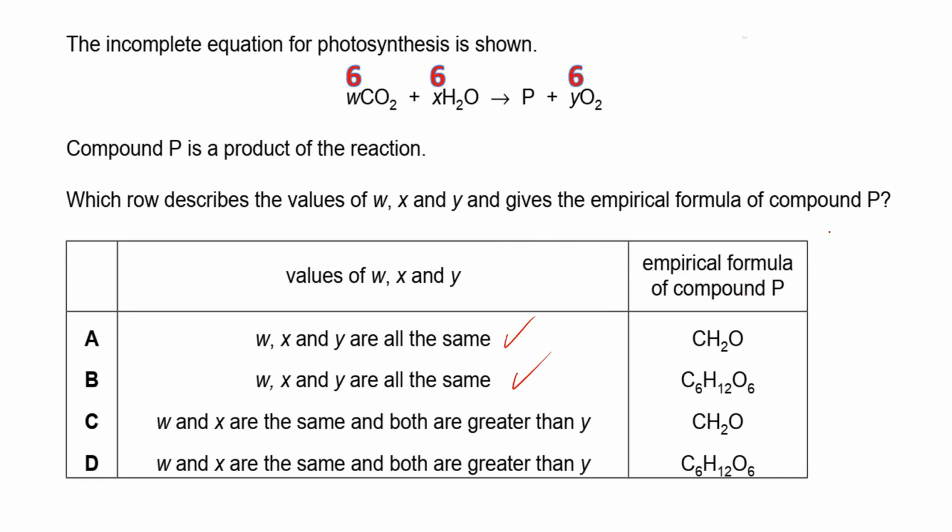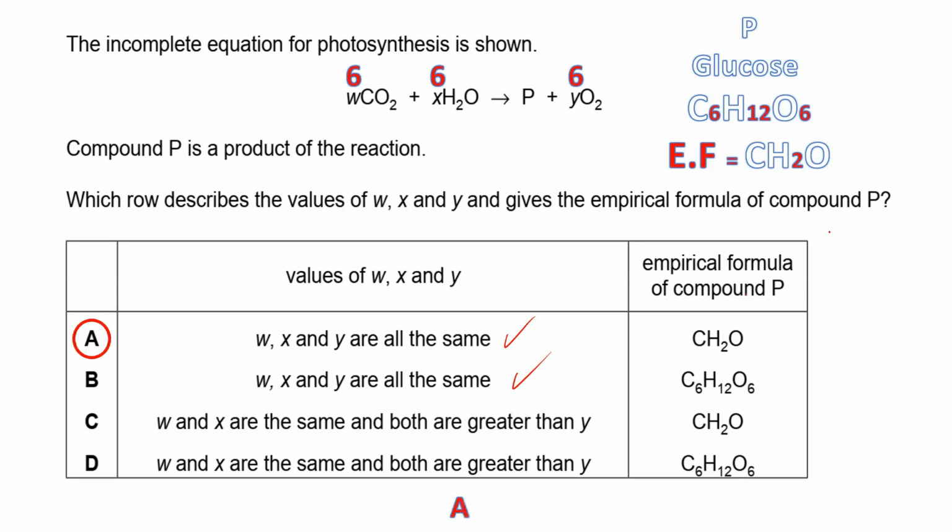What about compound B? B is glucose, formed as a simple form of carbohydrate with the symbol C6H12O6. For its empirical formula, divide by the common factor 6. So we obtain the empirical formula CH2O, like all carbohydrates, CH2O. So the answer now is A. Okay, the answer is A.